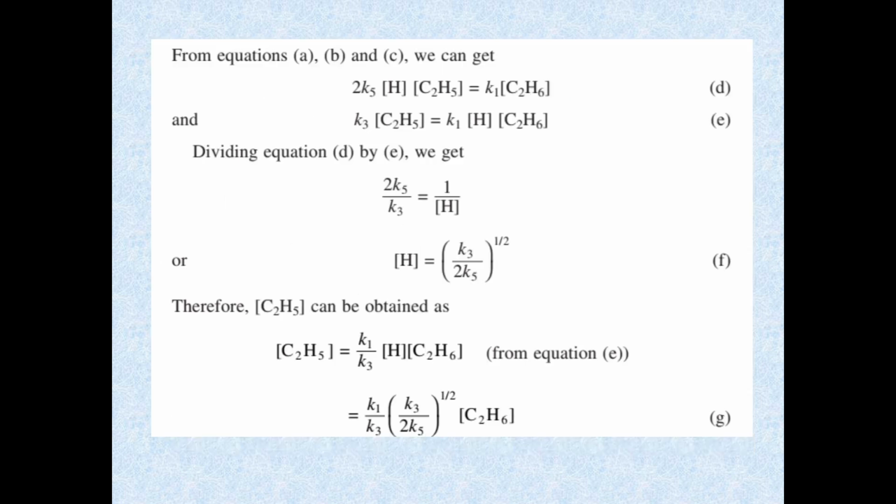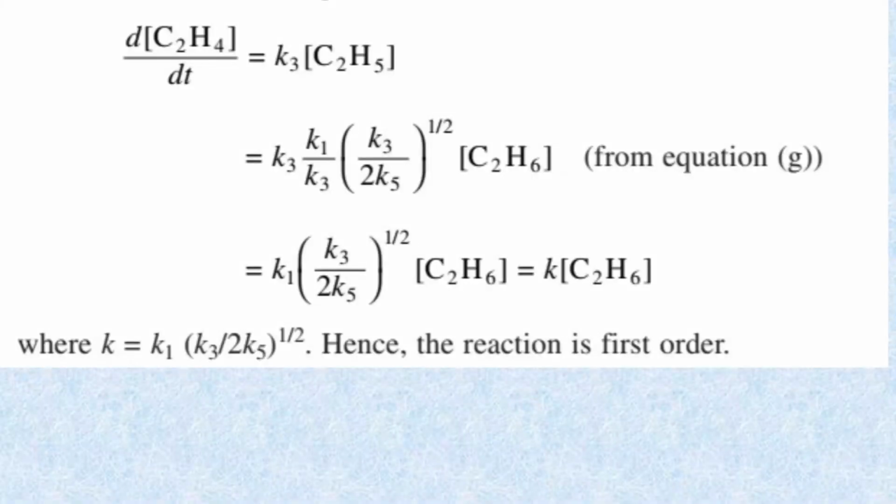In this slide we have the equation for [C2H5]. This is substituted here. We will get d[C2H4]/dt = k3 (k1/k3)(k3/2k5)^(1/2)[C2H6]. And on rearrangement we will get k1 (k3/2k5)^(1/2)[C2H6] = k[C2H6]. Here k is given as k = k1 (k3/2k5)^(1/2). Hence this reaction is first order.